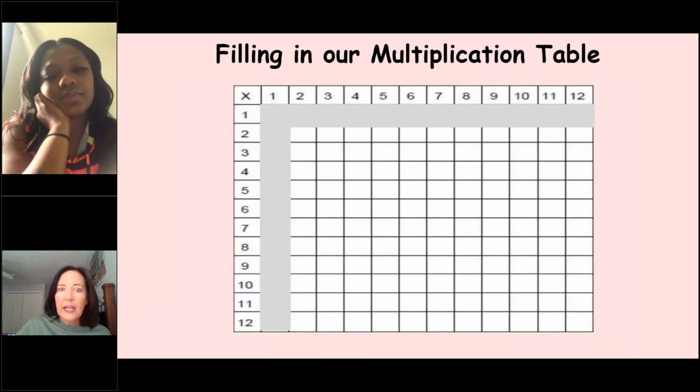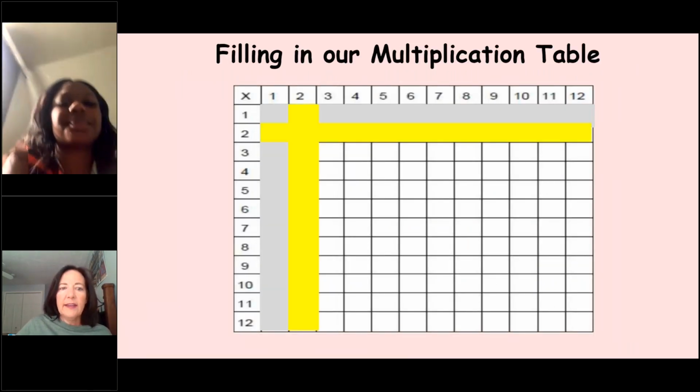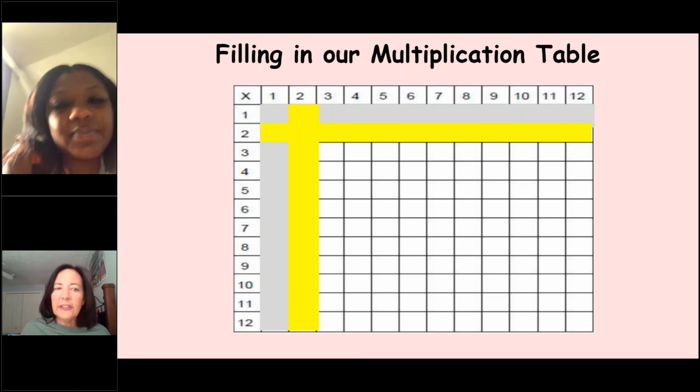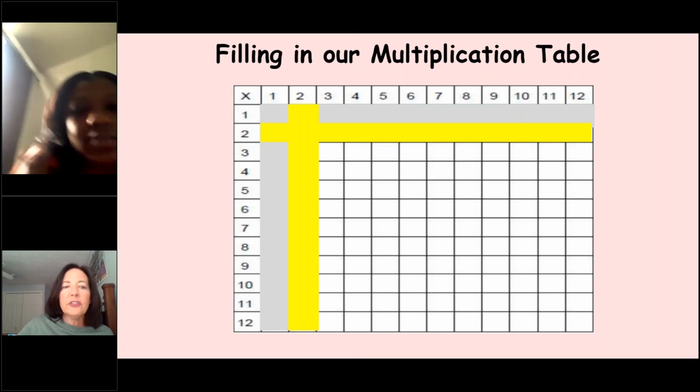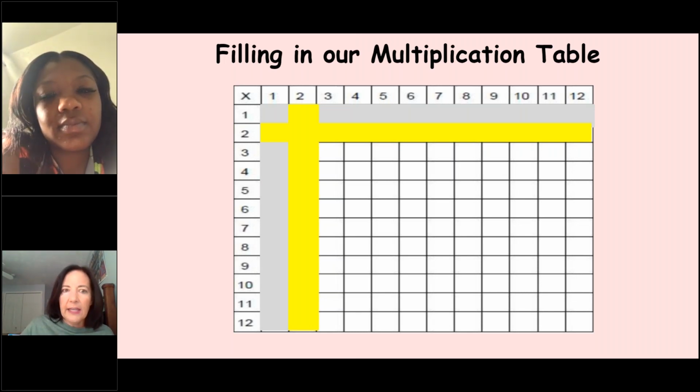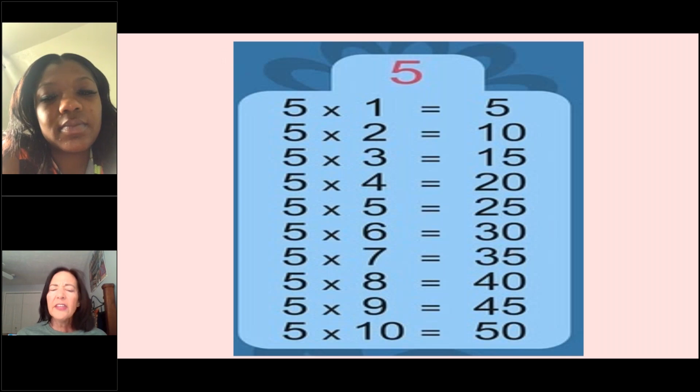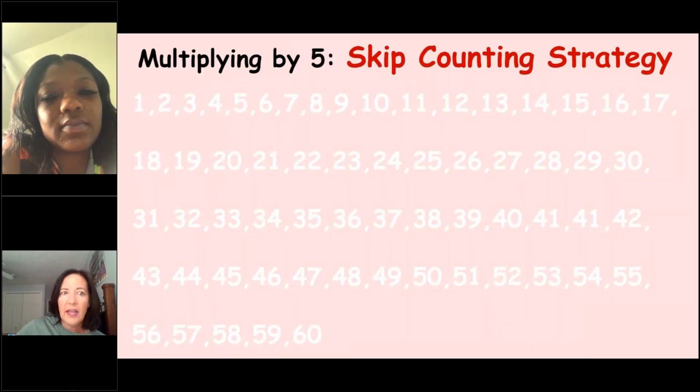So here's our multiplication table. We already knew our ones. I'm going to add the twos because I feel like most students I've ever worked with, they can get their twos. Might have to count a little bit, but they can get them. The next set of problems I want to look at are fives. And again, skip counting works great.